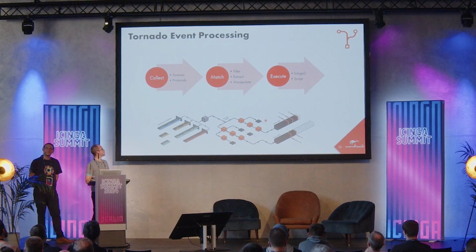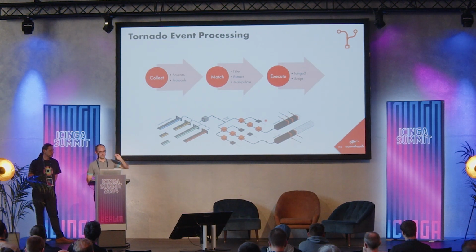The first, on the left side, is the collector. The collector part is responsible for consuming the incoming protocols and sources. It can be syslog, webhook, whatever. The main focus is to obtain one standardized object in a JSON format. This is exactly this gray box in between. So we can normalize all incoming events to start the matching process.